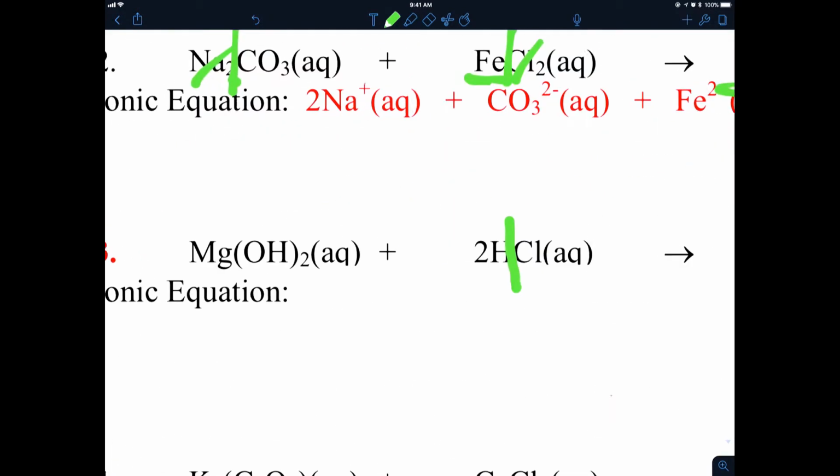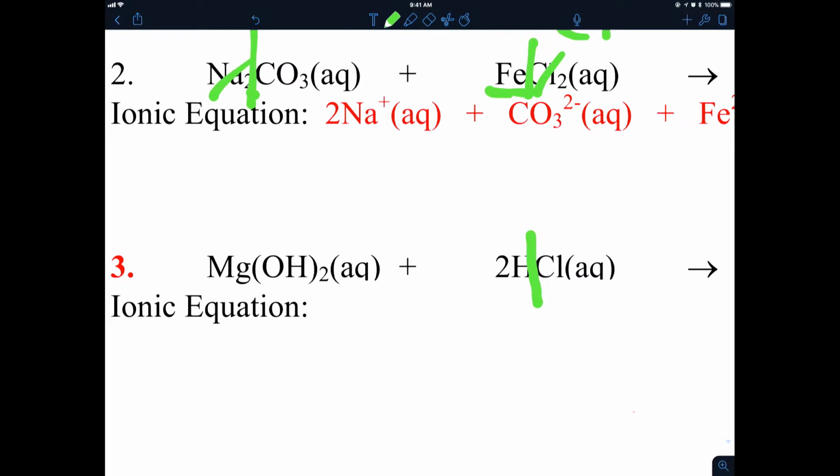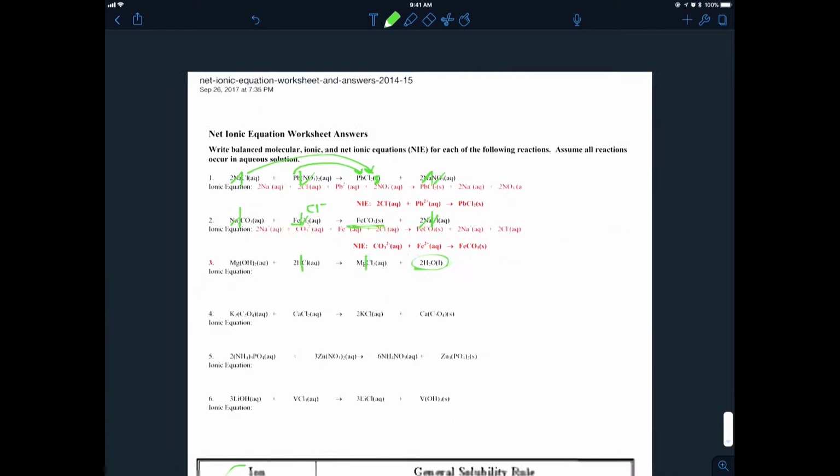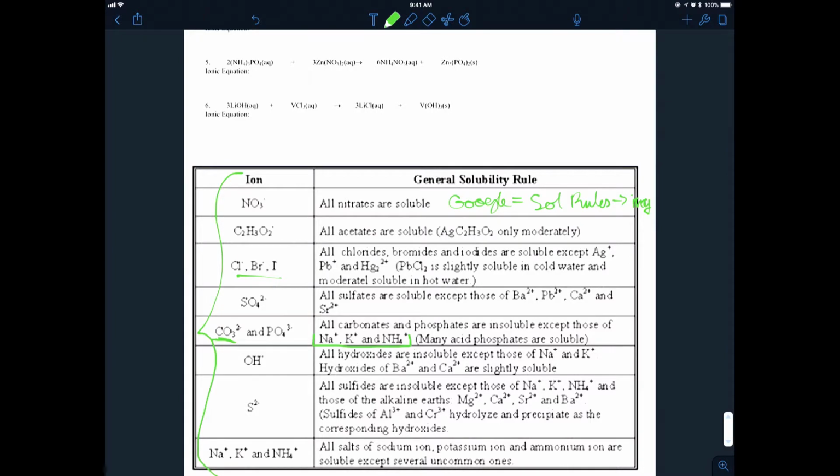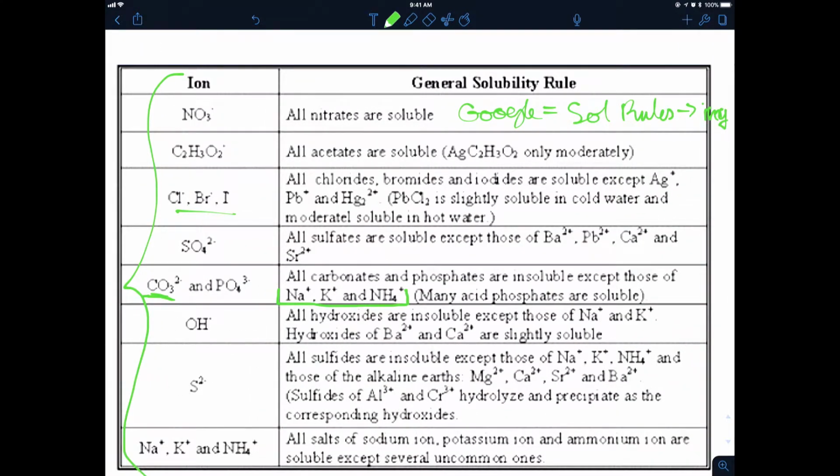And then we have our little special guest over here, magnesium hydroxide. So what are our hydroxide rules? All hydroxides are insoluble except for those of Na plus and K plus. And hydroxides of barium and calcium are slightly soluble, but don't worry, that's not the situation at the moment.